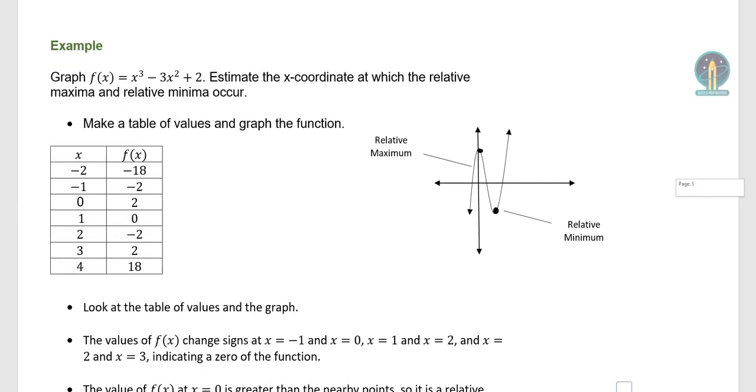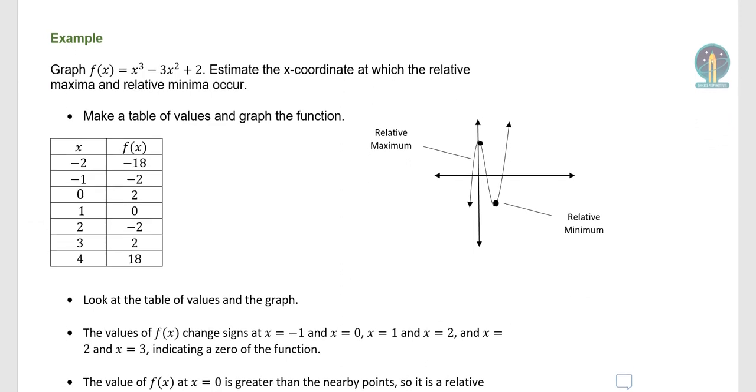Okay, let's look at another example. Graph this function. So f of x equals x cubed minus 3x squared plus 2. Estimate the x-coordinate at which the relative maxima and relative minima occur. First, we make a table of values like we have been doing.